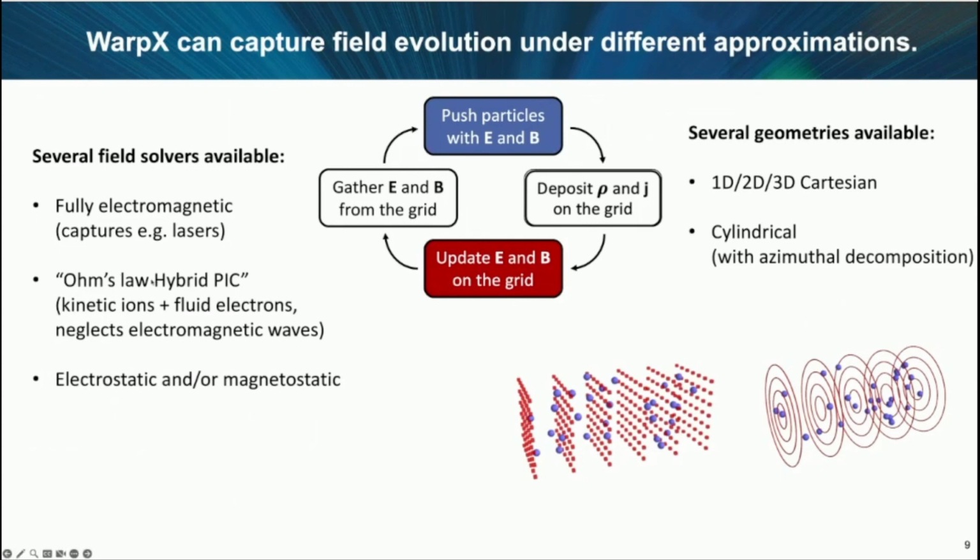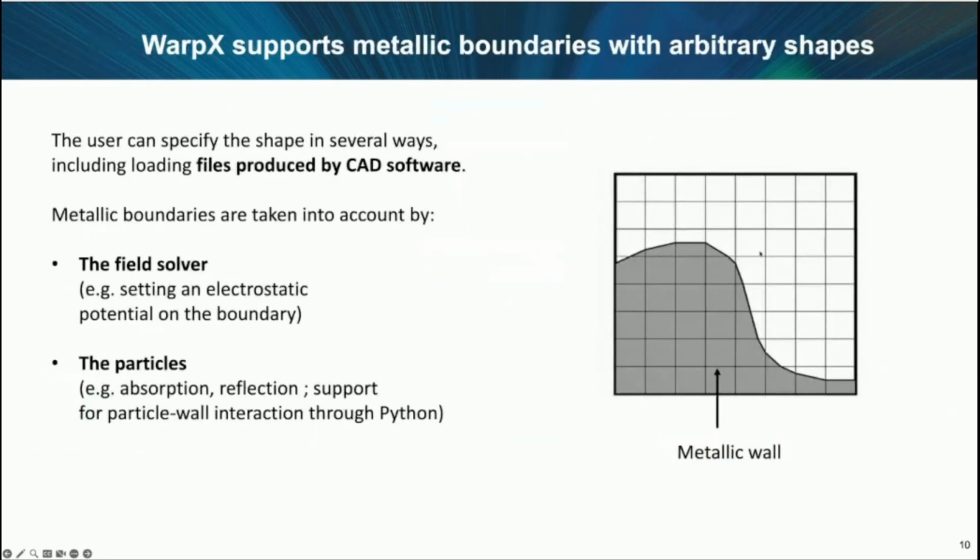So we have a fully electromagnetic field solver that captures the full Maxwell equation, including the propagation of electromagnetic waves. But then we also have an approximate Ohm's law hybrid PIC mode, so that's a type of model that's often used in fusion plasma and neglects electromagnetic waves, treats the ions as kinetic, but the electrons as fluid. And then we also have electrostatic and magnetostatic modes. And we support several geometries for the mesh: 1D, 2D, 3D Cartesian, as well as cylindrical geometry.